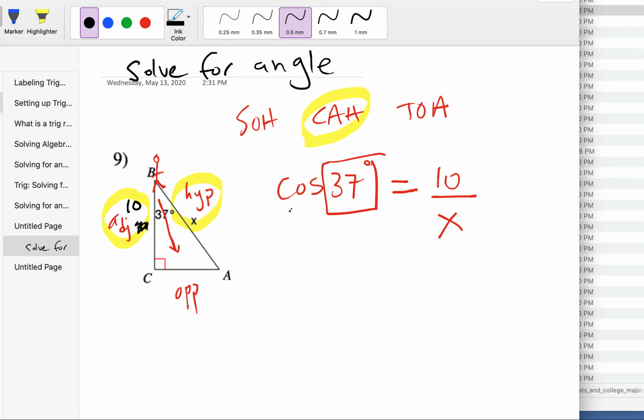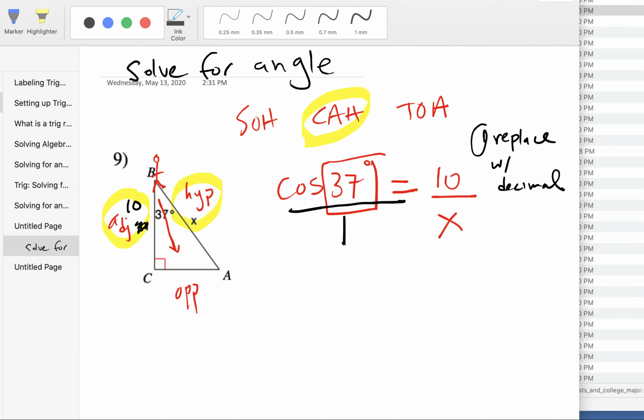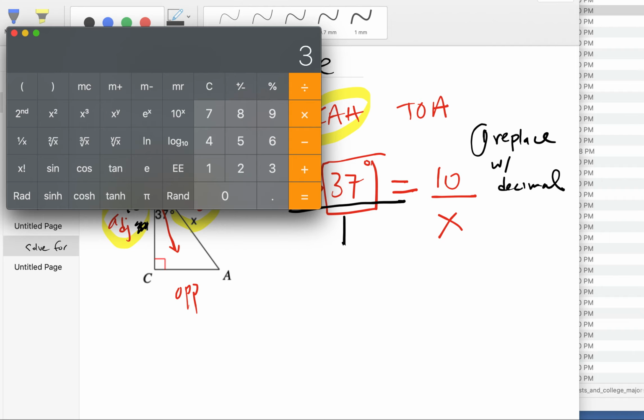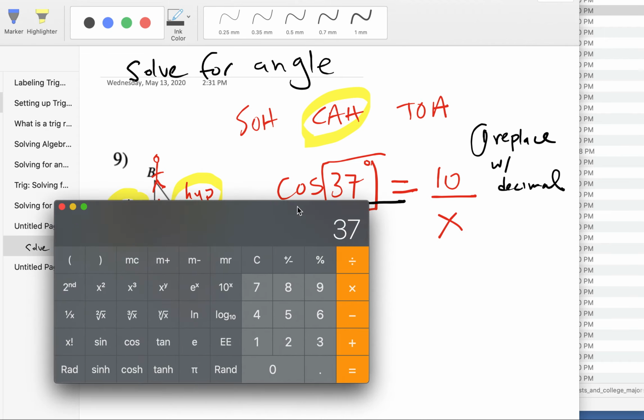The next step is to put a 1 under it. And you can replace it now or afterwards with a decimal. So we have cosine of 37. I like to, after we set up, replace it with a decimal. So I'll pull up my calculator. I'm going to take 37.